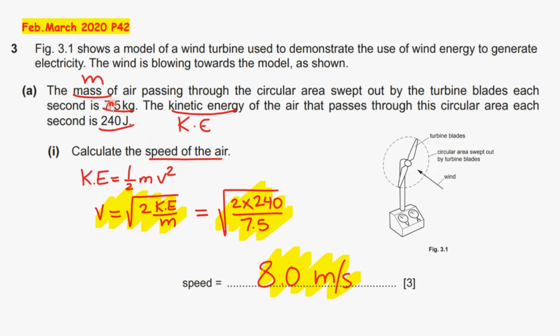Here in the question, the mass is given as 2 significant figures and the kinetic energy is 2 significant figures as well. So I'm advising my students to use 2 significant figures or 3 significant figures. It depends on the question. Here, it is 2 significant figures.